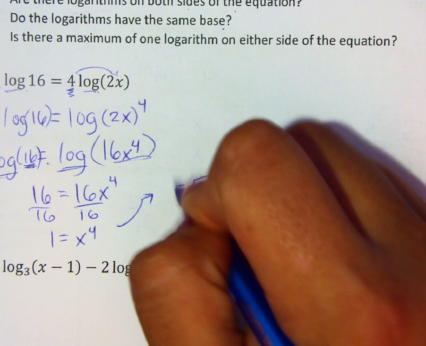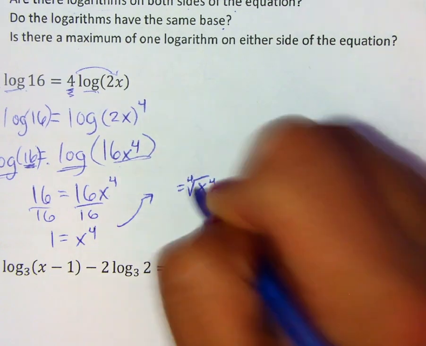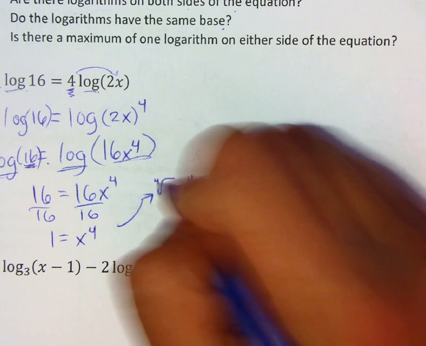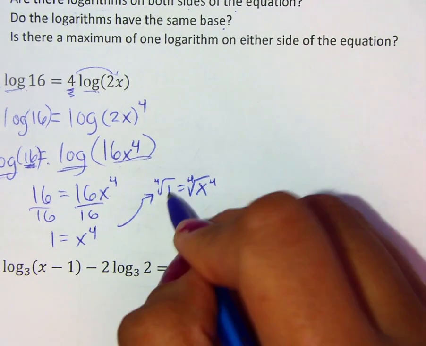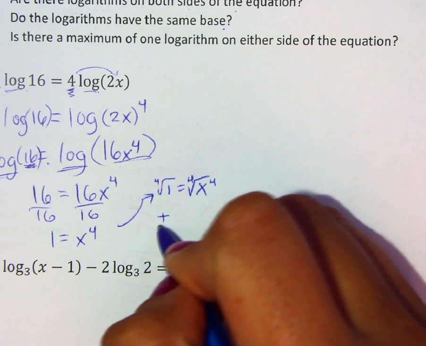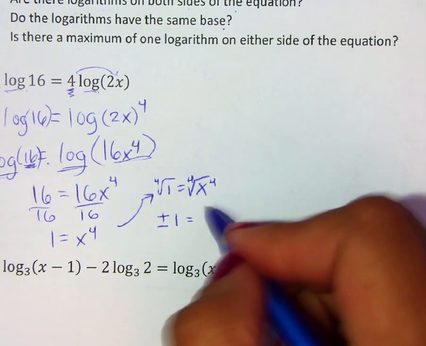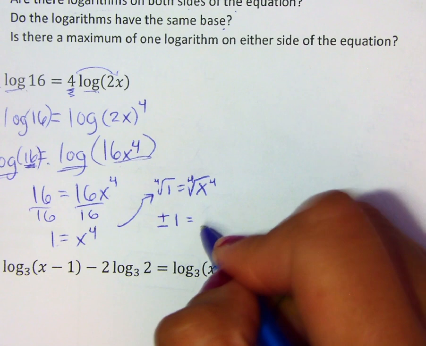And actually, the 4th root cancels the 4th power. So we're going to do the 4th root of 1. What number times itself 4 times gives you 1? That is a positive 1 and also a negative 1. Negative 1 times negative 1 times negative 1 times negative 1 gives you positive 1. So you have two options here.